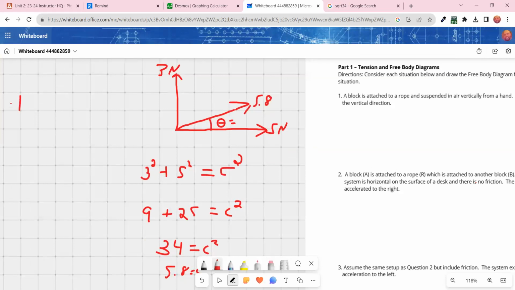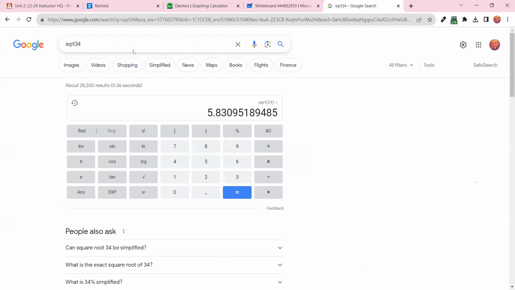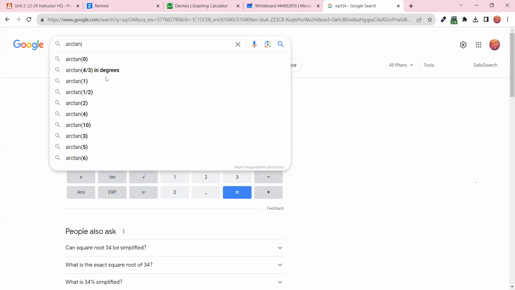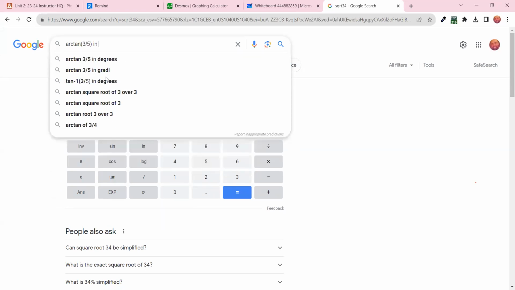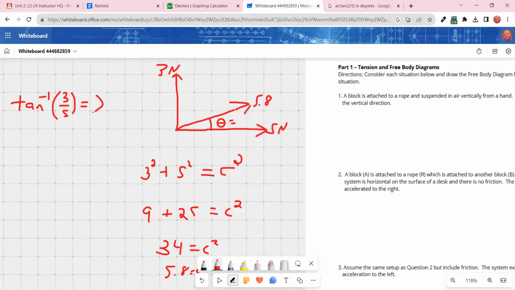Arctan y over x. What's my y? 3. What's my x? 5. Over 5. And you predict this is going to be above or below 45? Below 45. So let's see. Arctan 3 over 5 in degrees. Below 45. It's about 31 degrees. Good. About 31 degrees.